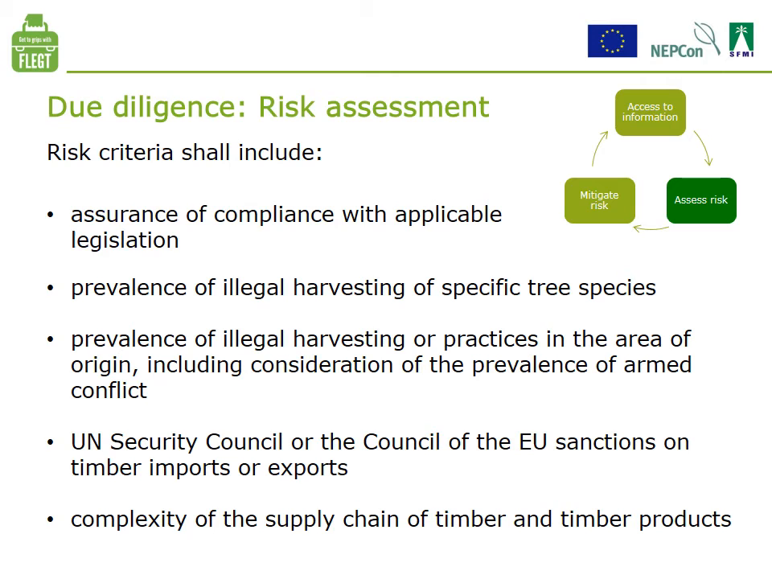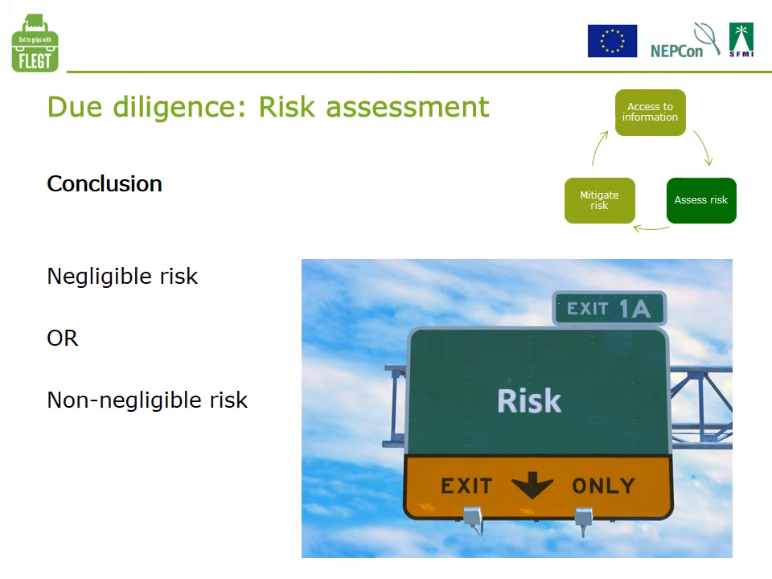Also needing to be considered are sanctions imposed by the UN Security Council or the Council of the European Union on timber imports or exports. Finally, the complexity of the supply chain of the timber and timber products needs to be considered. The risk assessment needs to come to a conclusion, which, as we saw previously, determines whether or not additional risk mitigation actions need to be implemented before timber can be sourced and placed on the market.